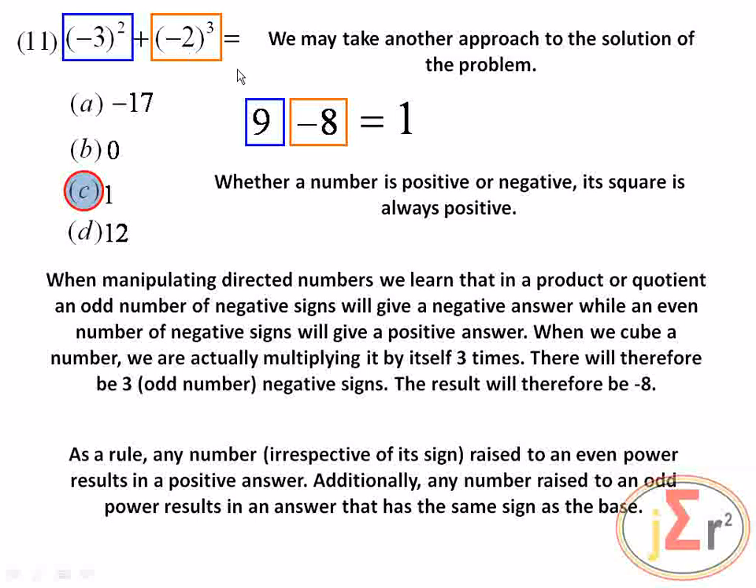So we have a negative 8 right there. So 9 minus 8 is equal to 1. Any number that is raised to an even power results in a positive answer, and any number raised to an odd power will have the same sign as the number that we have raised to that odd power.